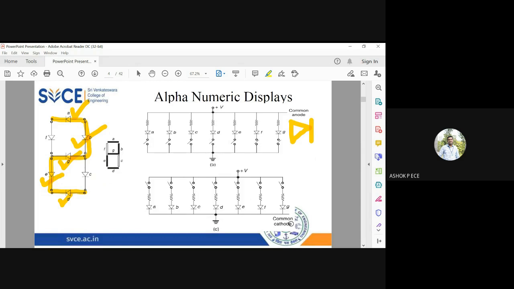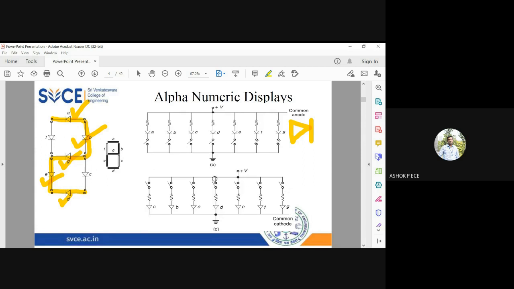If it is common cathode, it means I'm going to connect all the cathodes together. The other ends go to the power supply plus V through switches, because all the LEDs will not be on at the same time. I will be turning on the LEDs depending on the numeral, 0 to 9, whatever numeral I'm going to display, I'm going to turn on only those LEDs. So two configurations are there: common anode and common cathode. Common anode is very simple: the anodes are connected together and shorted. Common cathode is where the cathodes are connected together and shorted.